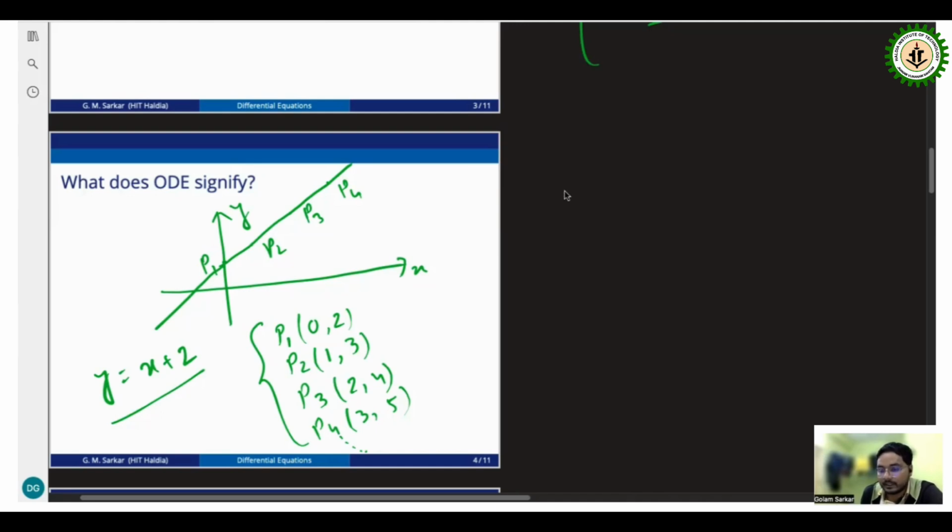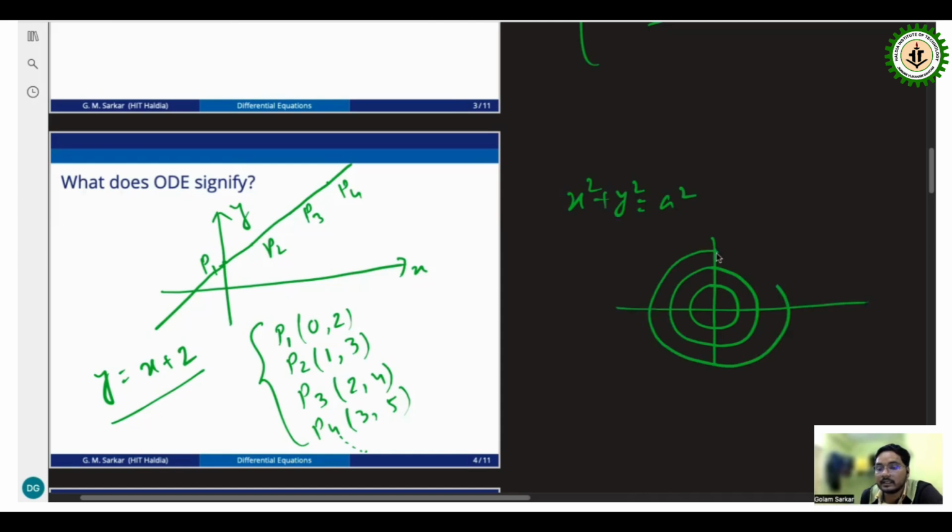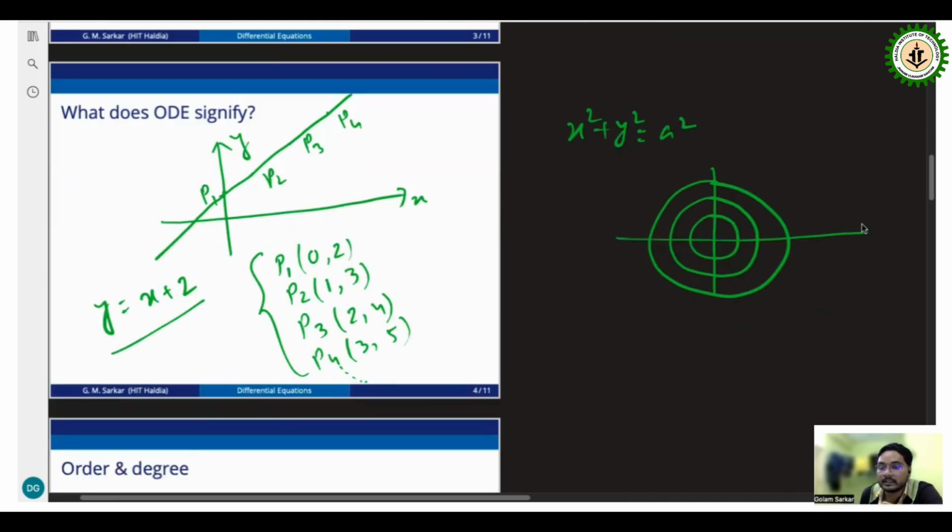Right? Now, we'll take an example of a circle of radius a. If I take a equals 1, you will get a circle of radius 1, this. If I take a equals 2, you will get this circle. If I take a equals 3, you will get this circle, and so on. Now, this family of circles, x square plus y square equals a square for various values of a, gives you what?